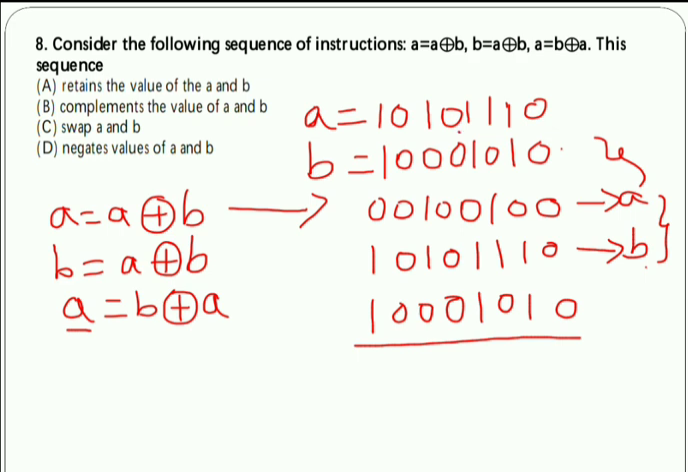So now the A value has been copied to B here, right? So these two are the new A and B values. So here if you observe, the A value is copied to B and the B value is copied to A, right? So B is copied to A and A is copied to B. That means a swap of these two values is performed here. So that's why the option is C, swap A and B.